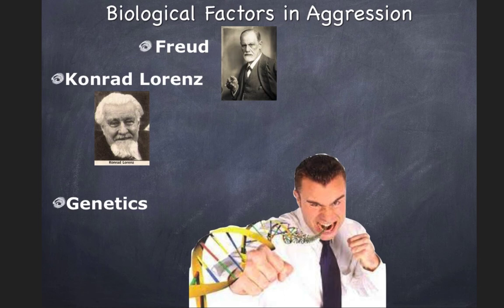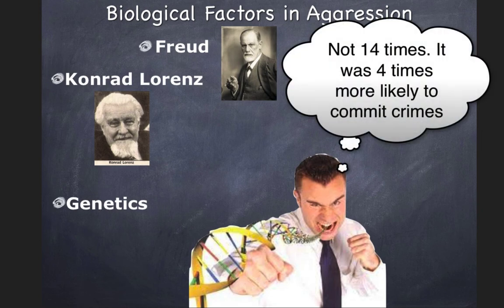Some of the genetic material says that meta-analysis twin studies estimate heritability of about half, or 50%, for aggression. The link for criminal behavior was also established. Adoptees with criminal biological parents are 4 times more likely to commit crimes. Adoptees with both criminal biological and adoptive parents were 14 times more likely to commit crimes.